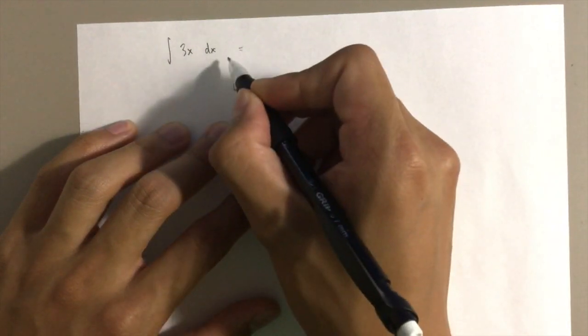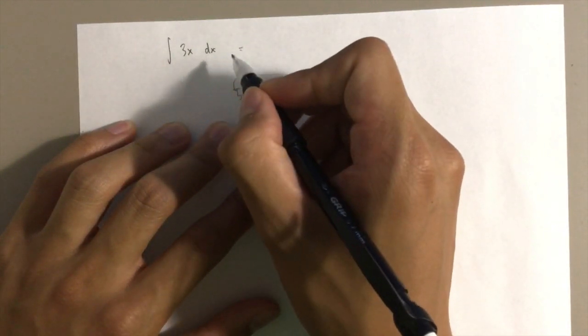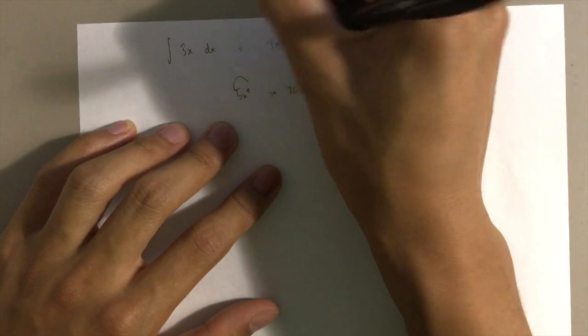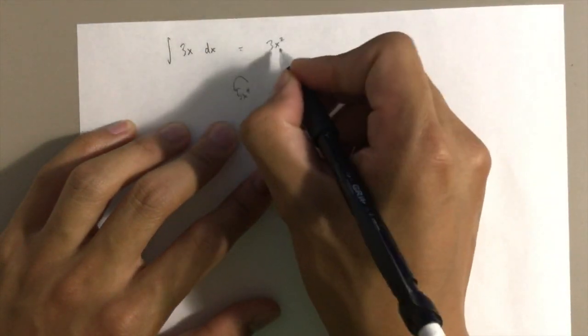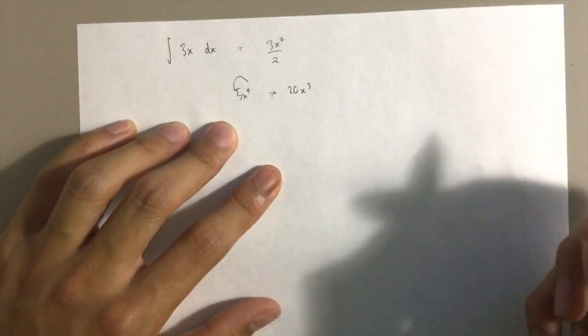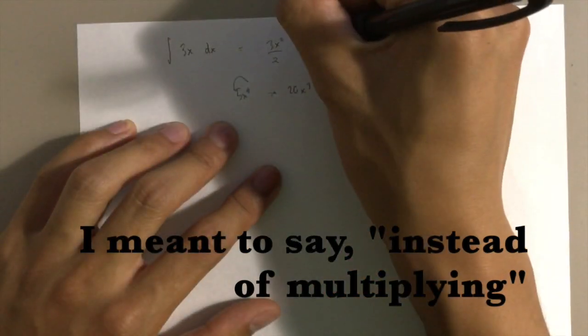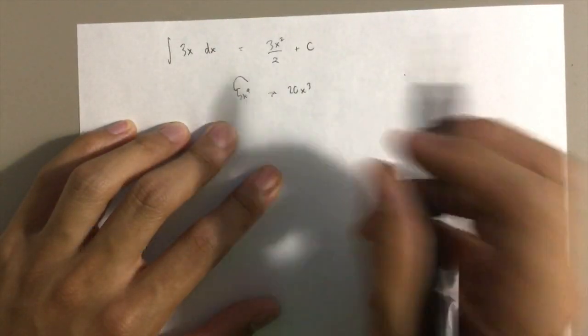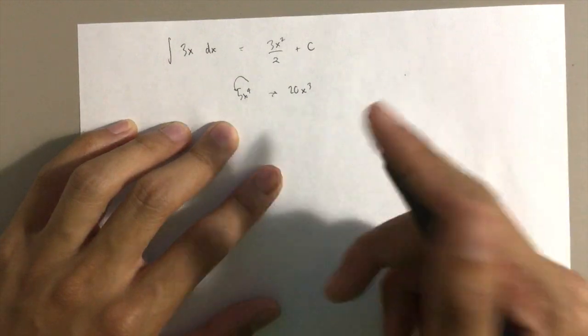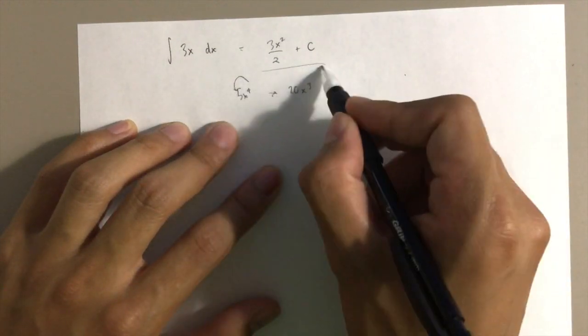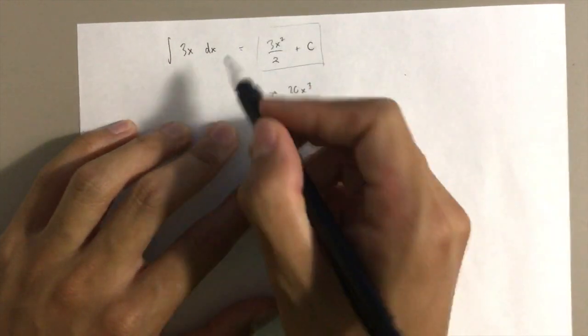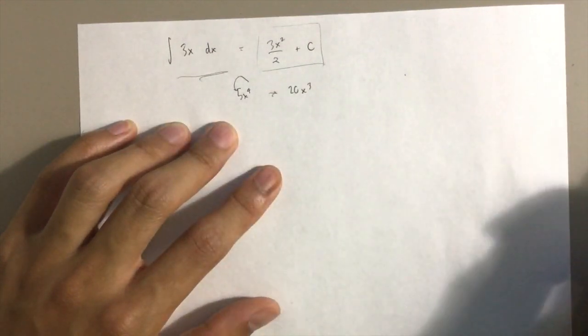Well, this one is you add 1 to the exponent, so it would be 3x squared, and then you take that and you divide instead of adding. So it would be that plus c, which is some constant, and I already went over why it's some constant. So that would be basically the indefinite integral of this, and that's pretty cool.